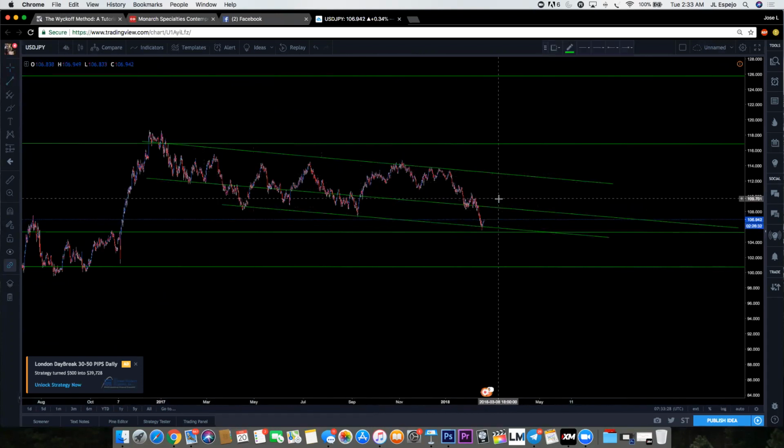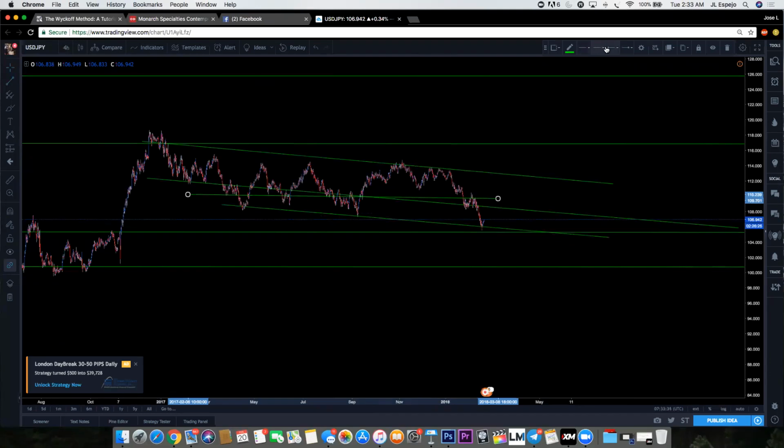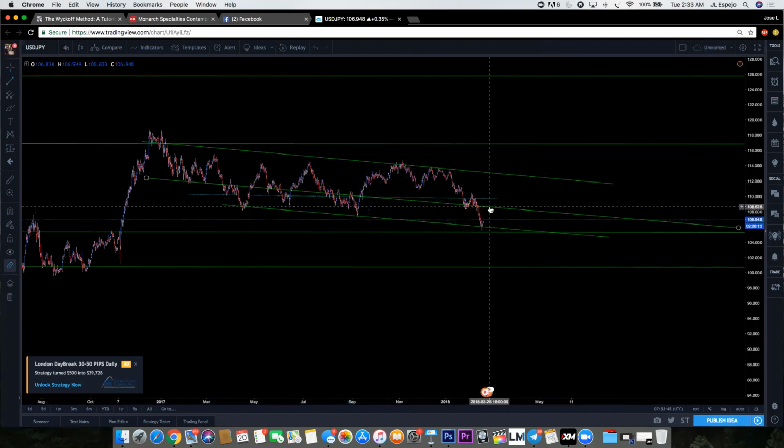Let's keep that line. But let's just make it, let's make it a dotted line. So we can see. Let's change the color to blue. So now I know that the market can either come back here, right?